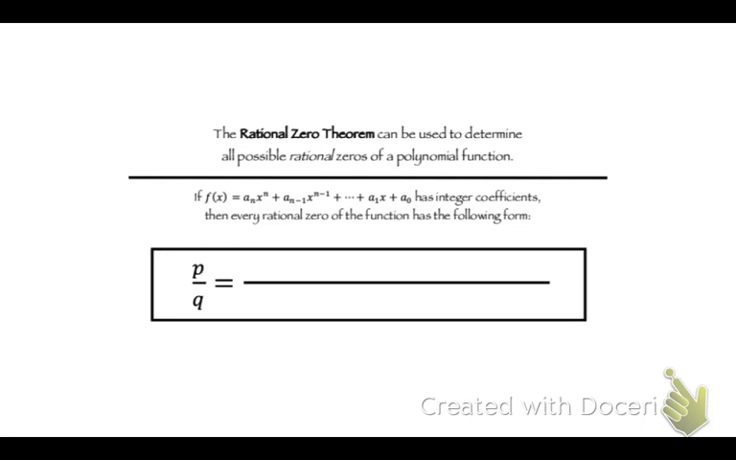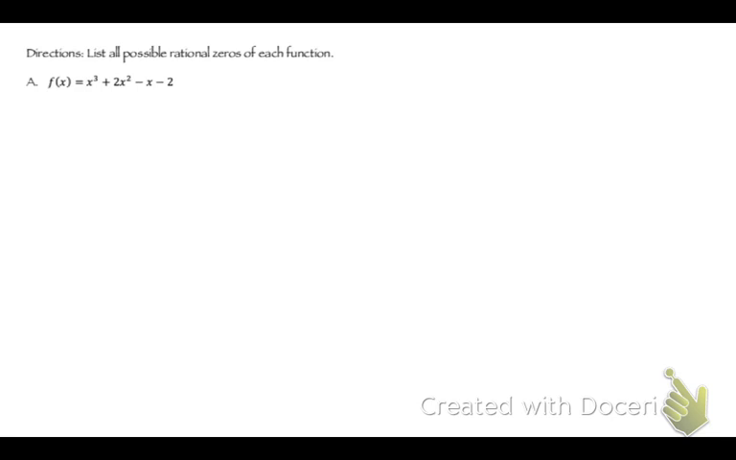P over q. P is the factors of the constant term, or a sub 0, the very last one, just the number. Q is the factors of the leading coefficient, or a sub n. Okay? So let's look at this one. We just need to list all the possible rational zeros.